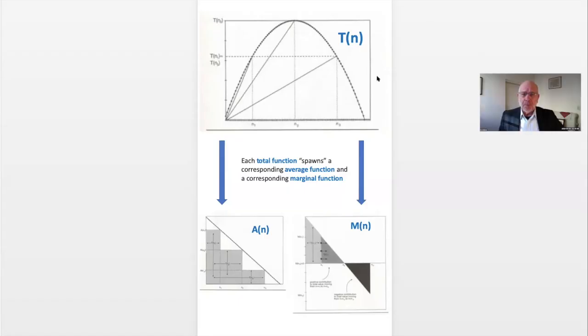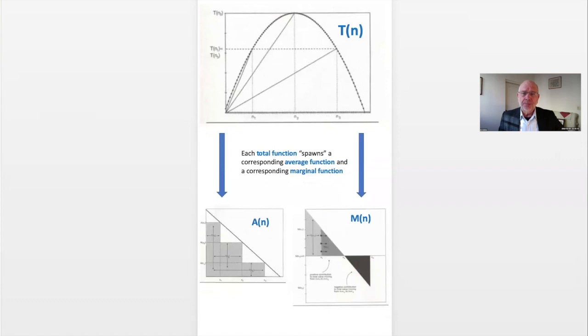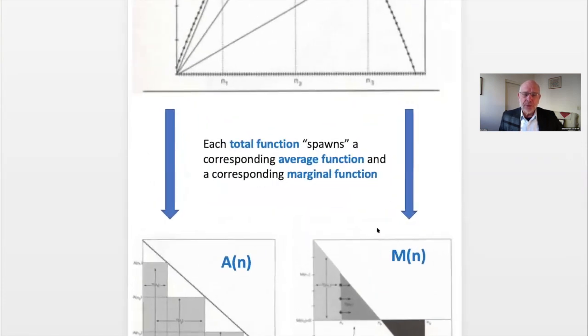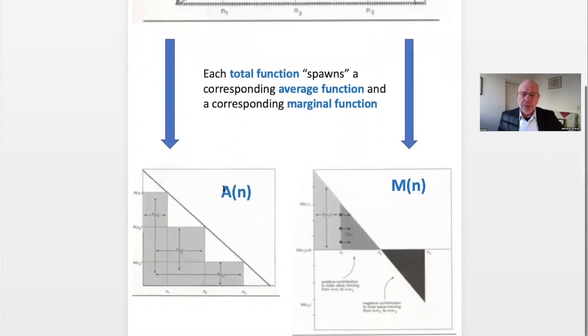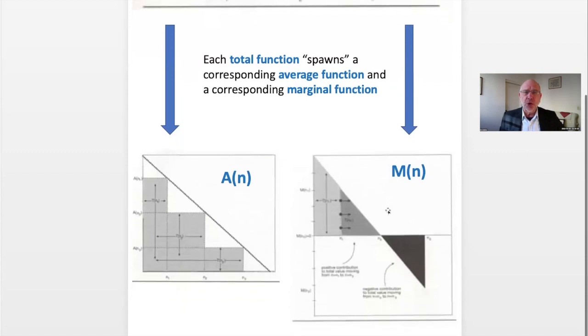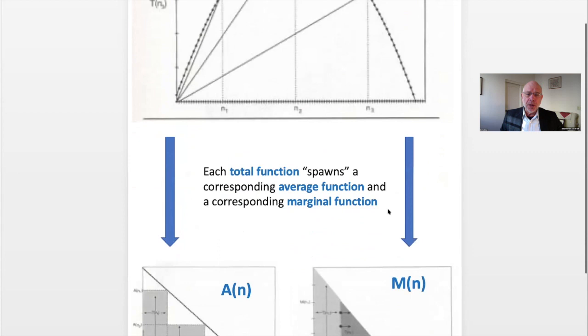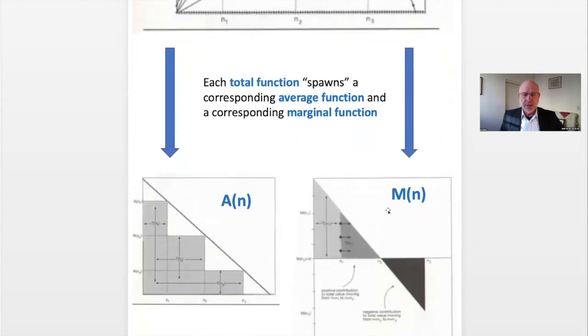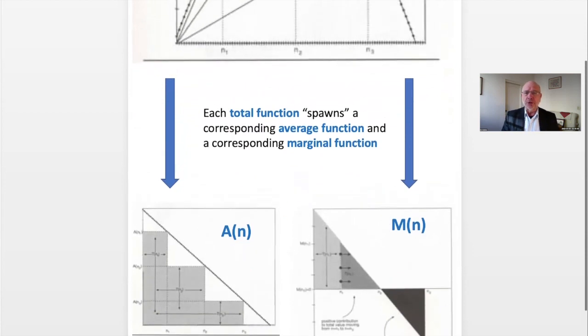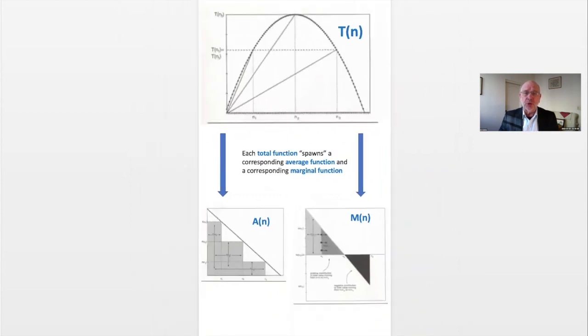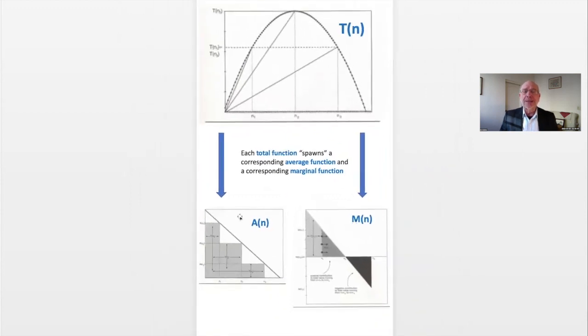The place to start thinking about a marginal value function is a total value function. Likewise, if we compare it to the average value function, which is a kind of sibling of the marginal value function, in the sense that the total value function spawns each of these. And so we can derive the average value function from a total value function. We can derive the marginal value function from a total value function. And so they're like sibling functions.